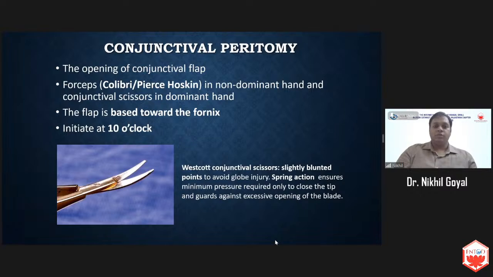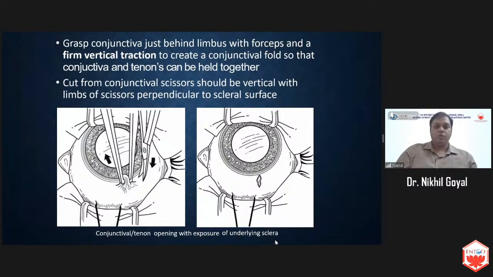The flap we do in SICS is based towards the fornix. The initial cut is given vertically at 10 o'clock. We hold the conjunctiva along with the Tenon's firmly and give a vertical traction. And in this vertical traction, we give a nick with the conjunctival scissors.